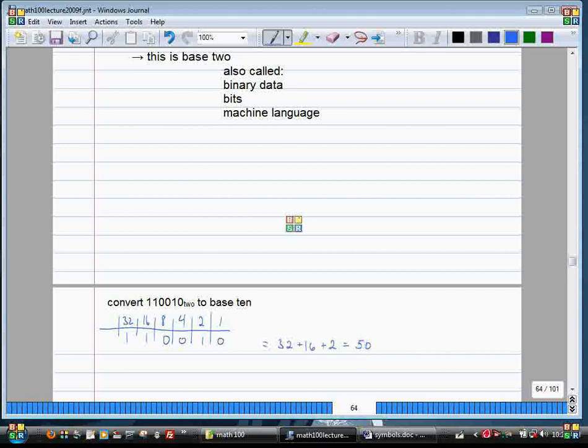Electrons go quite fast. So sure, it seems like it's slightly inconvenient to have to work in base 2, but when you can do billions of computations per second, it goes a little faster. And that's the idea.